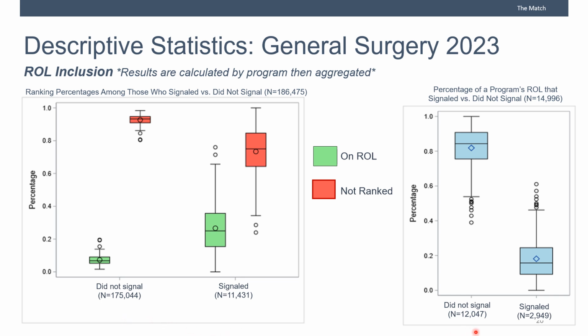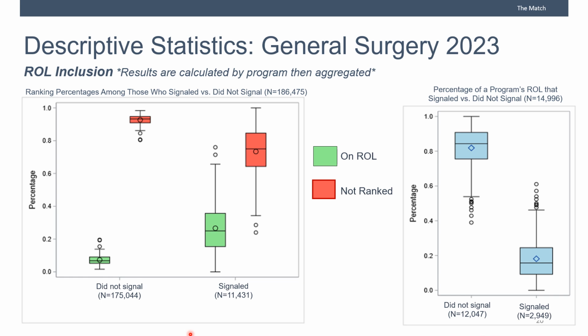Moving over to box plot 2, this is the percentage on the raw that signaled versus did not signal. This box plot represents the composition of the raw itself, showing the percentage of people on the raw who either signaled or didn't signal. So 80.3% of this raw is comprised of applicants that did not signal the program, whereas 19.7% of the raw is comprised of applicants that sent a signal to the program.